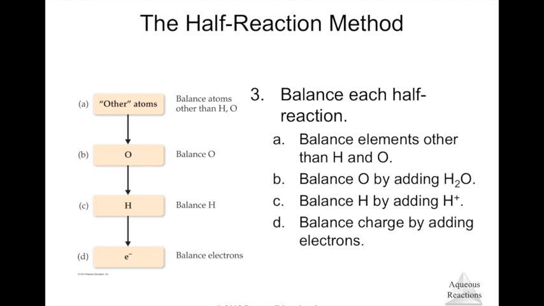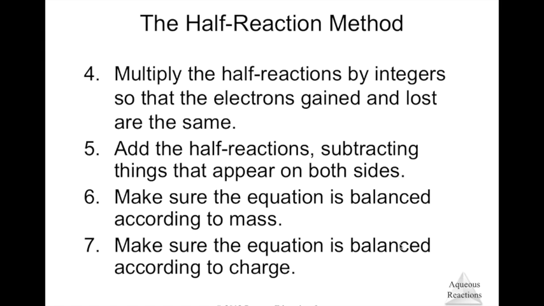This is where it gets a little bit different from just balancing regular reactions. You're going to balance anything other than hydrogen and oxygen first, just in the standard way that you would always do it. You're going to balance oxygens by adding H2O to the opposite side, and then balance out the hydrogens that you probably added by adding H+. Then you balance all your charges by adding electrons. Then multiply the half reactions so that all your electrons are the same, add them together, cancel stuff out, and make sure everything is balanced.